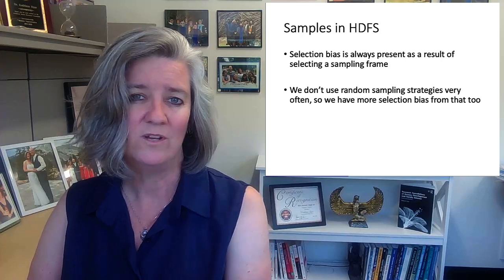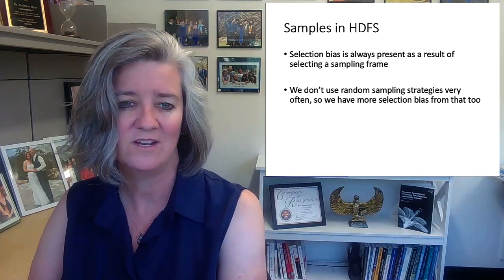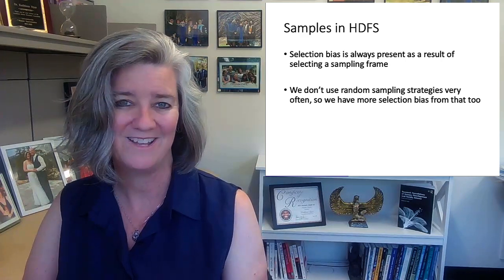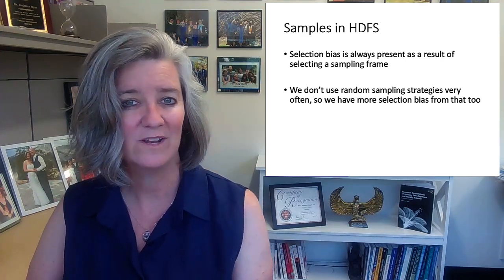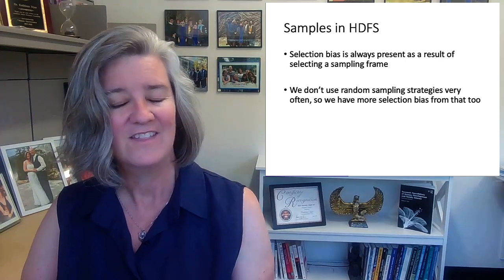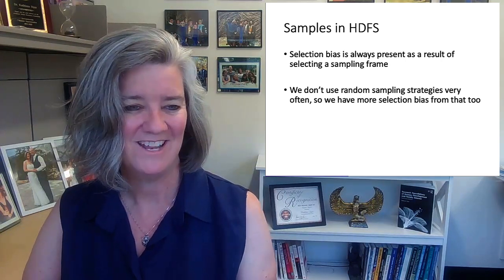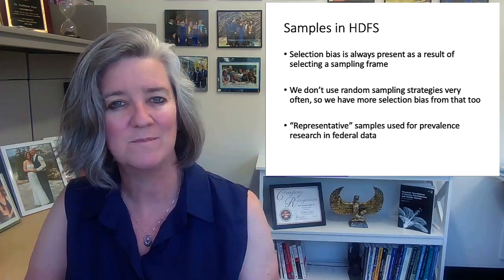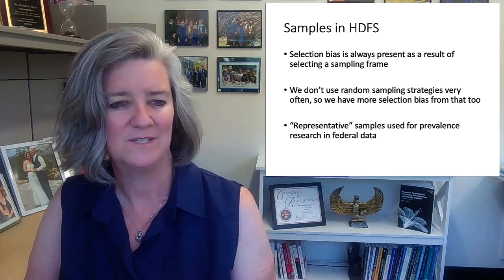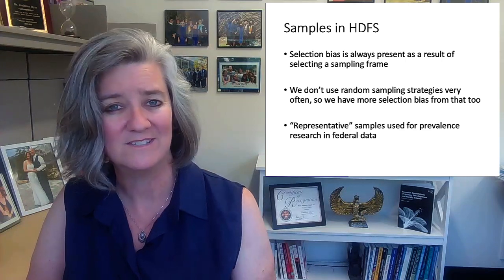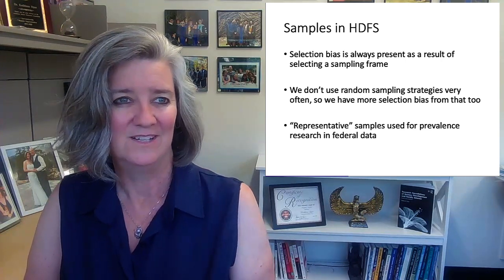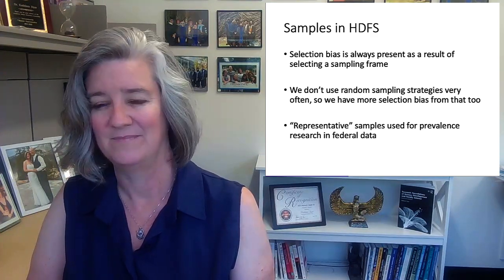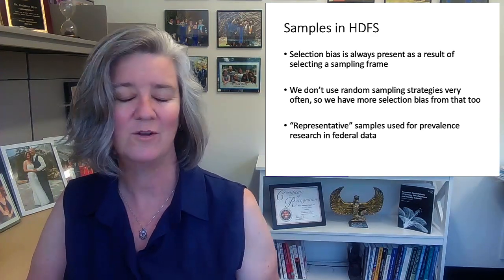In HDFS, we don't tend to use random sampling strategies very often, so we typically have some more selection bias that comes from our use of non-random sampling strategies. There is one exception that I will mention, and that is sometimes we use data that comes from the federal government, especially if we are looking at prevalence data. We want to know birth rates, marriage rates, divorce rates, prevalence of child abuse. We want to know prevalence of things.